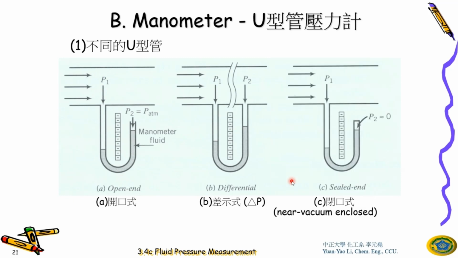This is sealed end. Sealed end means what? There's no atmospheric pressure. So you have pressure P. You have pressure at point 2 here, you have point 1 here. So you can measure the differences between these, and then you can get the answer of P1.